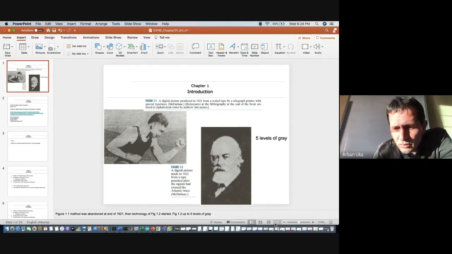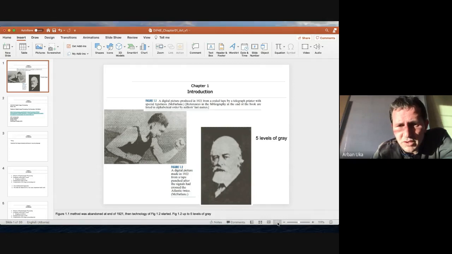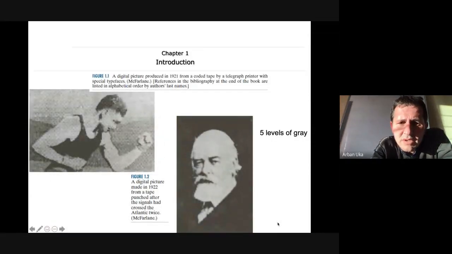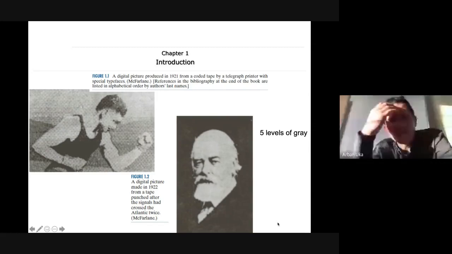So a century ago, we started with images that look like this. I was wondering whether the name of the boxer, I don't know if he's a boxer or a runner, but anyway, it looks like exactly 100 years ago, this is what we were producing.